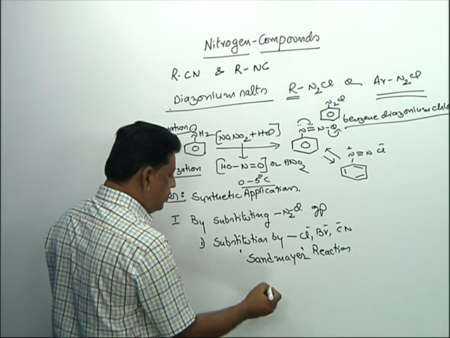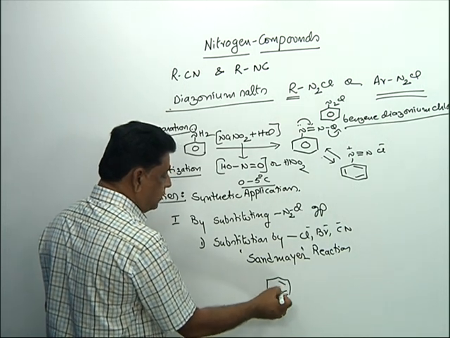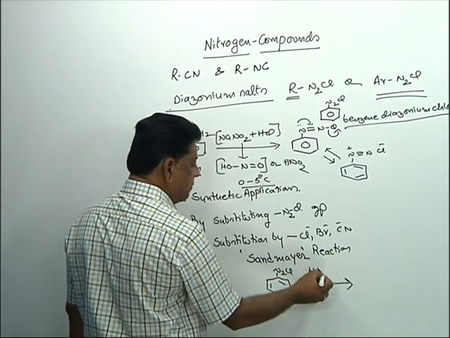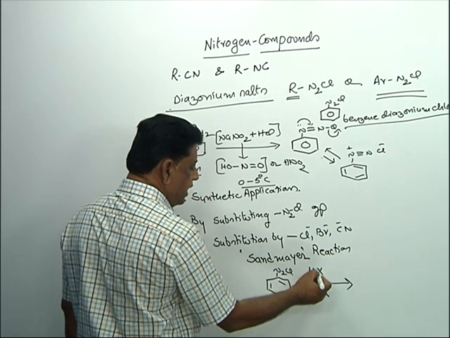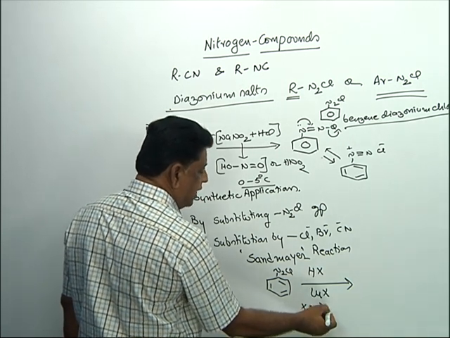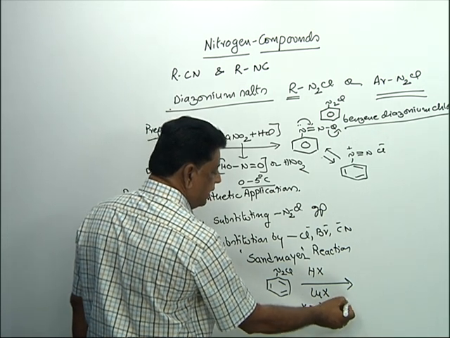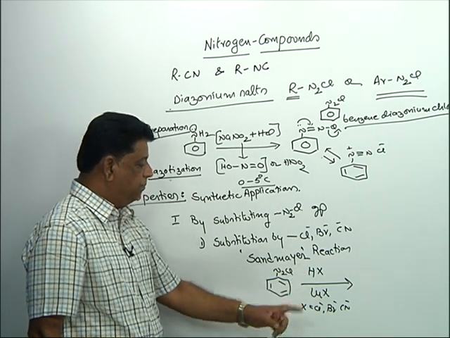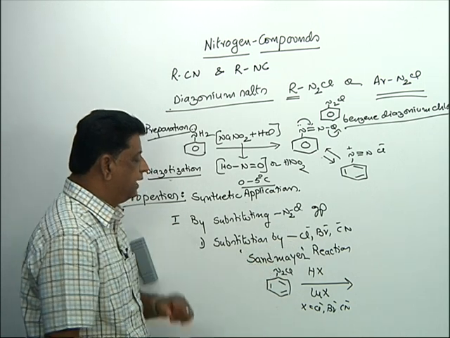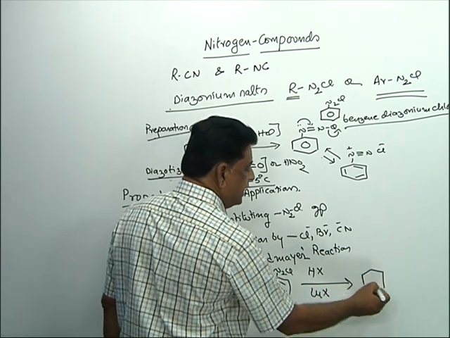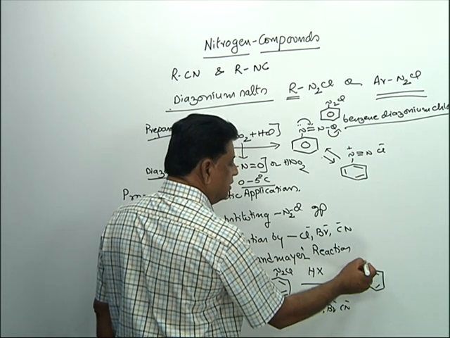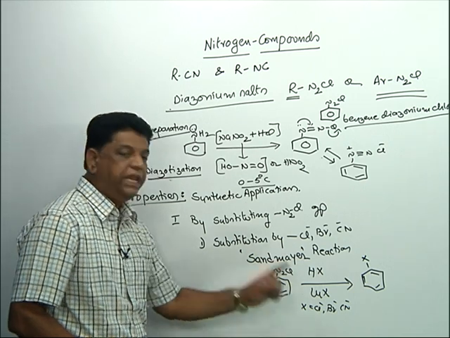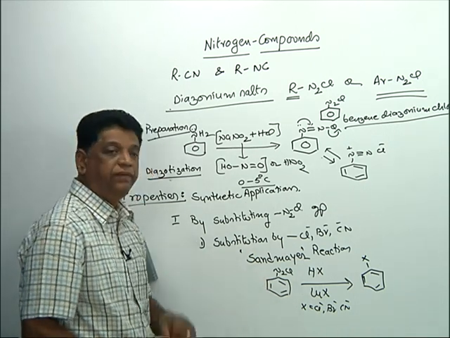What is this reaction? You take benzene diazonium chloride, N2Cl, add HX in presence of CuX, where X can be Cl minus or Br minus or cyanide minus. That means you can take HCl and CuCl, HBr and CuBr. So, X will be replacing this one, and you will get an X-containing benzene. So, chlorobenzene, bromobenzene as well as cyanide-containing benzenes can be prepared from this N2Cl.